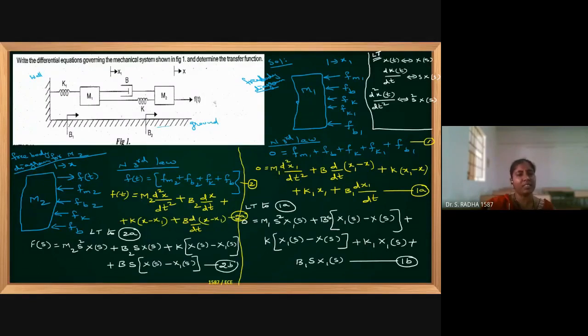2a, 2b, one and the same, just we apply Laplace transform. Now I will group similar terms together. Two displacements are there, x of s and x1 of s. I will put all x of s together, all x1 of s together in equation 2b.